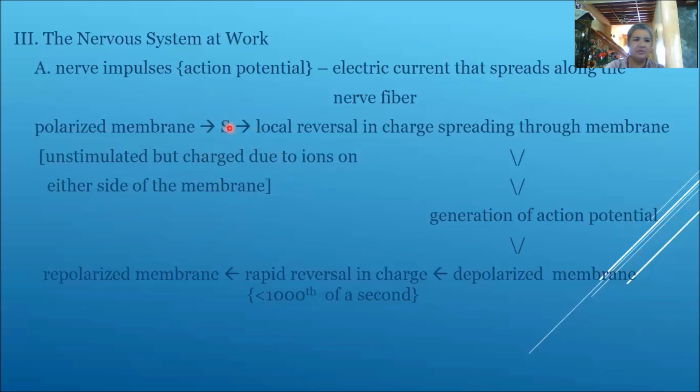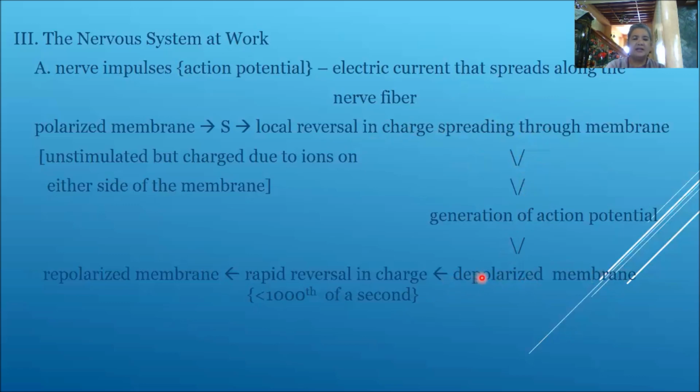But once a stimulus comes to an axon, to a neuron, there will be a local reversal in charge spreading through the membrane, because the sodium and the potassium channels in the membrane will be opened up. With the reversal in charge, it will generate an action potential. When an action potential is generated, it will depolarize the membrane. So this membrane will now become charged.